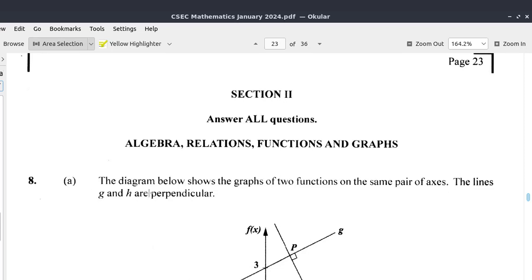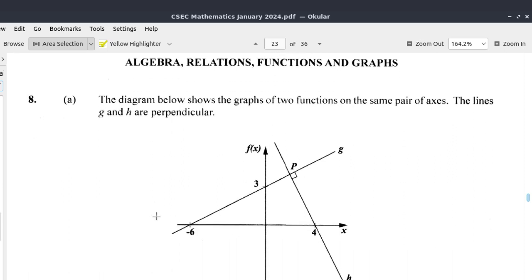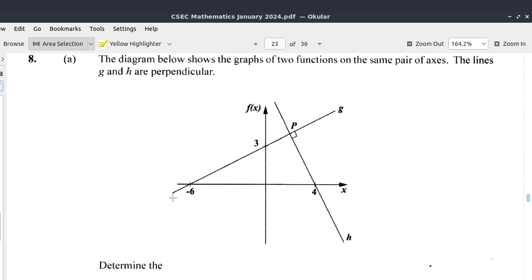We're continuing to look at the CSEC Mathematics January 2024 paper. We're at question 8. It says the diagram below shows the graph of two functions on the same pair of axes. The lines G and H are perpendicular. So you have the line G and the line H, and you have the right angle triangle right here, right?